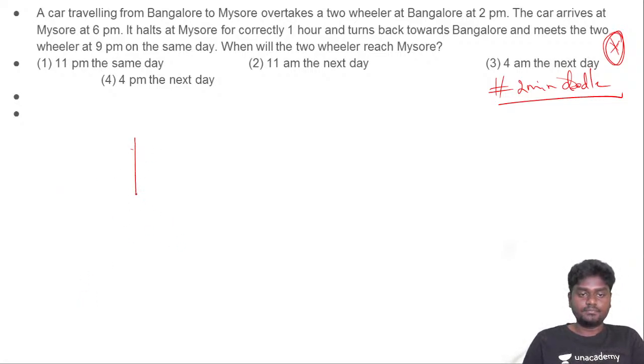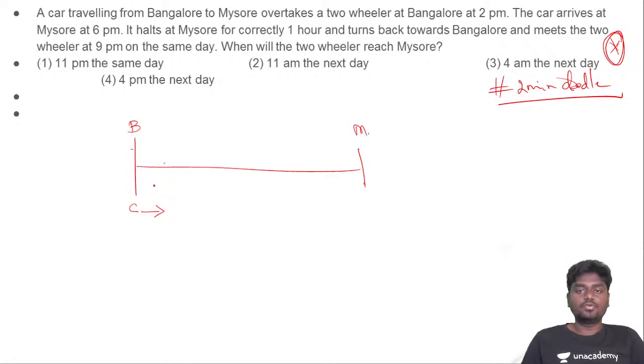So listen very carefully. Let's say this is Bangalore and this is Mysore. A car is traveling from Bangalore to Mysore. It overtakes a two-wheeler at Bangalore at 2 p.m. So the car is here, the two-wheeler is here, both at 2 p.m. And the car arrives at Mysore at 6 p.m. So the car is here now at 6 p.m.